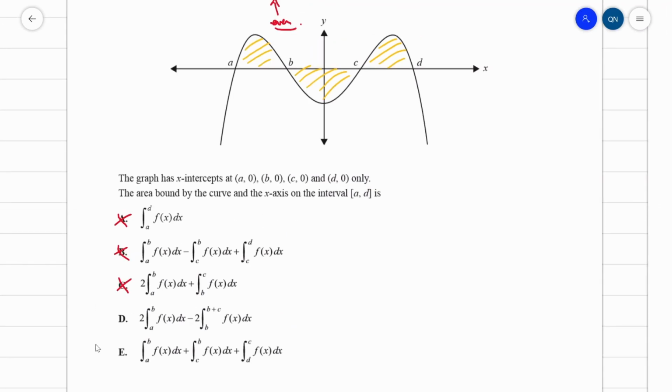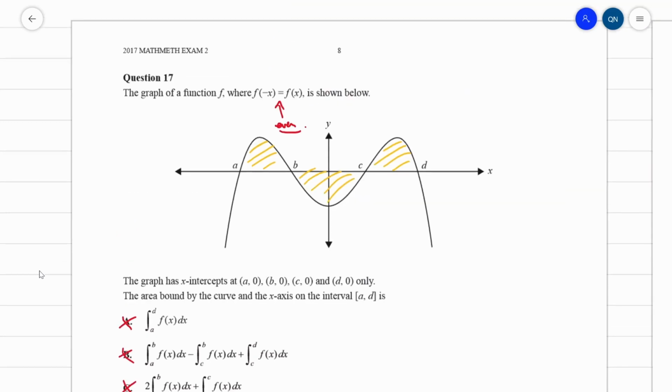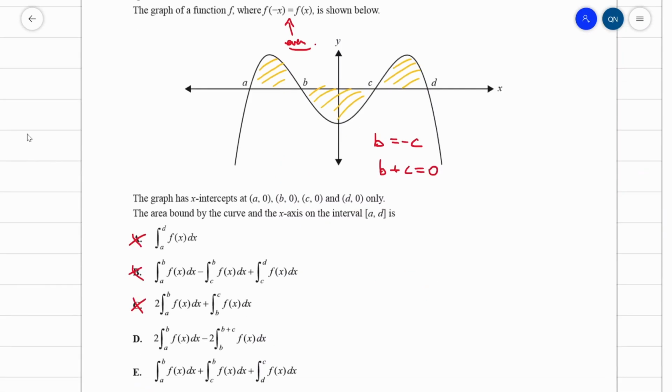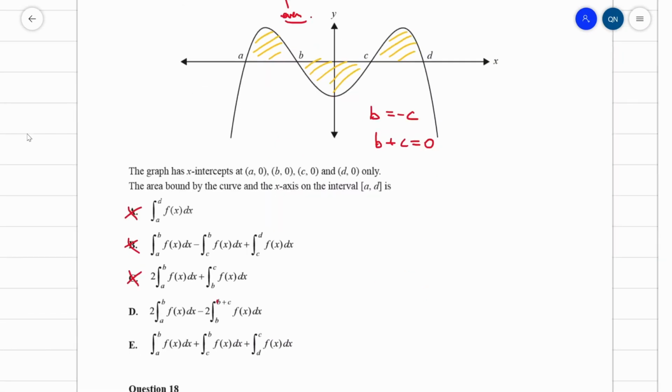For d, integral from a to b of f of x, and we're doing twice of that. So again, it's these two humps over here. Then we're subtracting twice the integral from b to b plus c. Now, what exactly is b plus c? Notice that this function is symmetric, which means b is going to be precisely negative c, which means b plus c is equal to 0. And because b plus c equals 0, we can just replace this guy with a 0 over here.